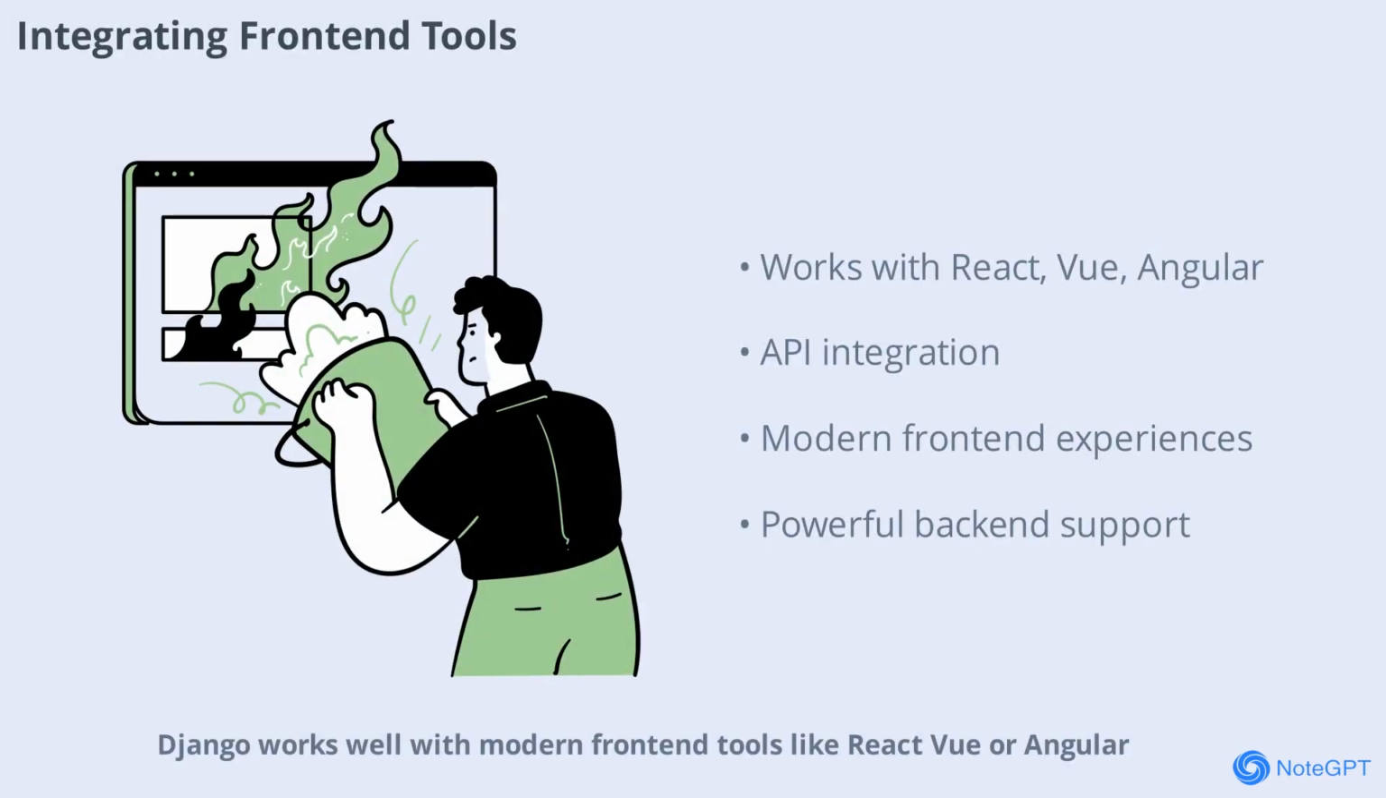Django works well with modern front-end tools like React, Vue, or Angular. You can build APIs with Django and connect them to your favorite JavaScript frameworks, creating powerful interactive web applications. This integration gives you the best of both worlds, Django's backend power and modern front-end experiences.